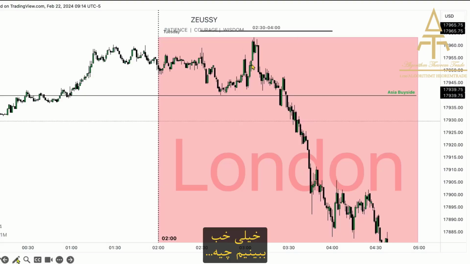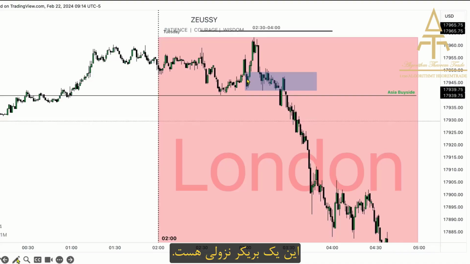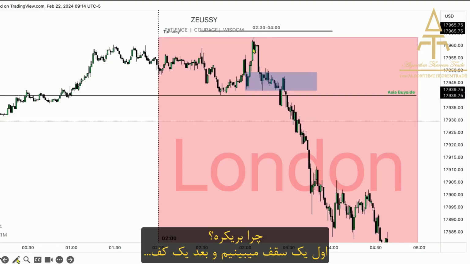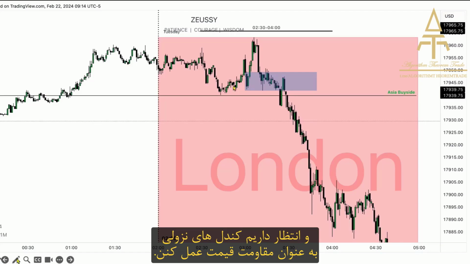Alright, let's take a look. First of all, our eye is drawn to this down close candle. Why this down close candle, you might be wondering. Well, this down close candle is a bearish breaker. Why is this a bearish breaker? Well, we see a high form here, a low, higher high, lower low. So now we anticipate that down close candle to act as resistance on price.